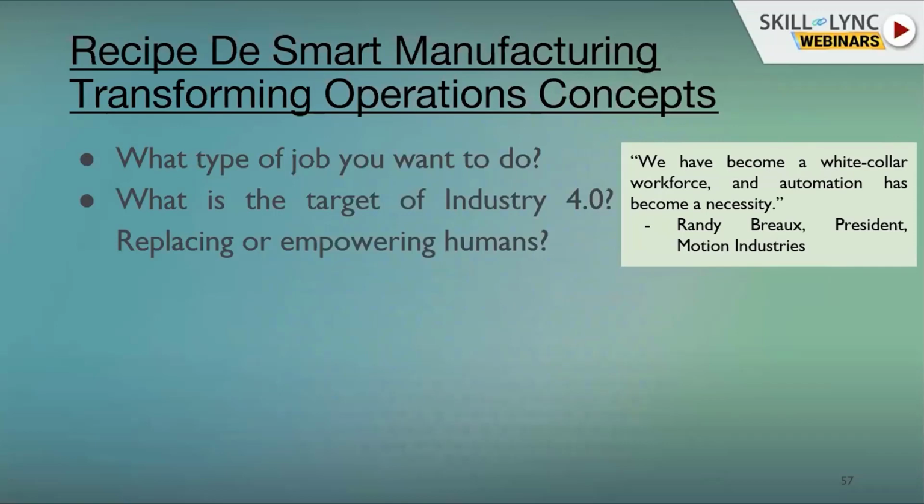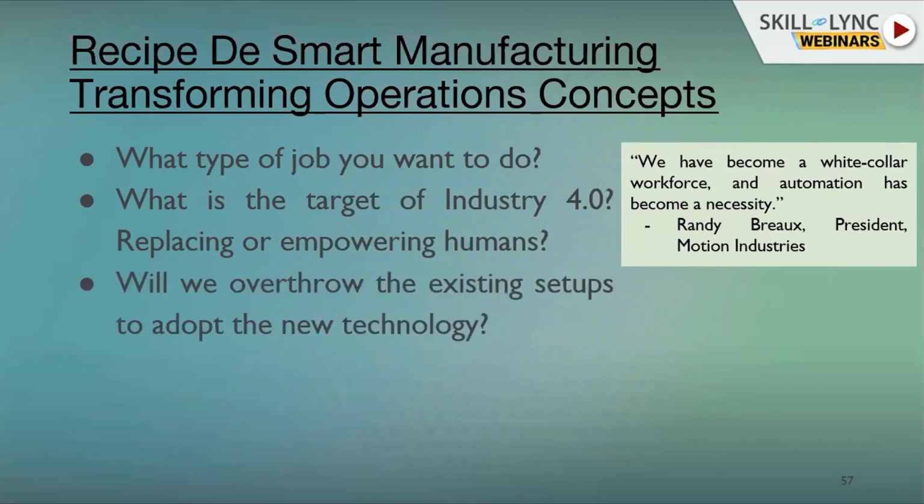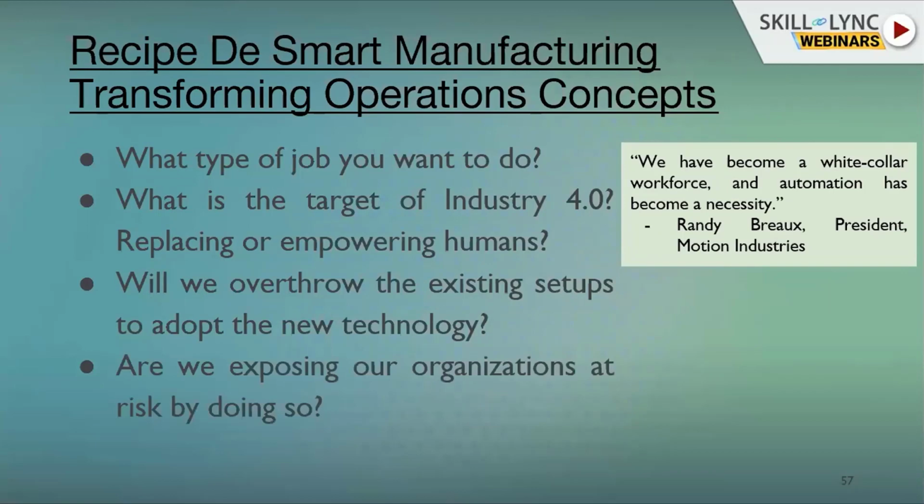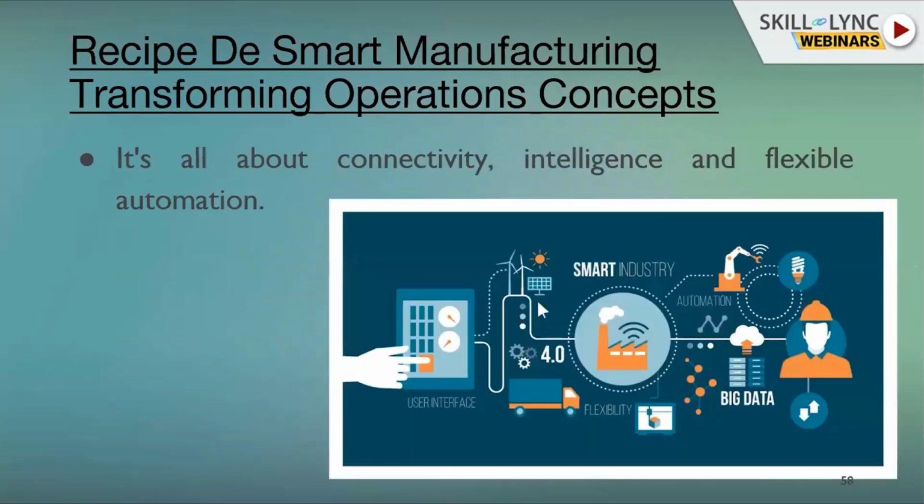What is the target of Industry 4.0? Replacing or empowering humans? It is just to empower humans, to make them more skilled. It is not to replace humans. No machinery, let me tell you, no matter how intelligent it is, can replace humans. Will we overthrow the existing steps to adopt the new technology? Not at all. Are we exposing our organization to risk by doing so? Not at all. Again, it is all about connectivity, intelligence, and flexible automation.